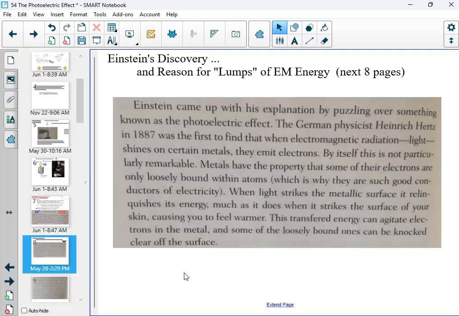Metals have the property that some of their electrons are only loosely bound within atoms, which is why they're such good conductors of electricity. When light strikes a metallic surface, it relinquishes energy, it gives energy to the surface, much as it does when it strikes the surface of your skin, causing you to feel warmer on a sunny day, right? So this transferred energy can agitate electrons in the metal, and some of the loosely bound electrons can get knocked clear off the surface.